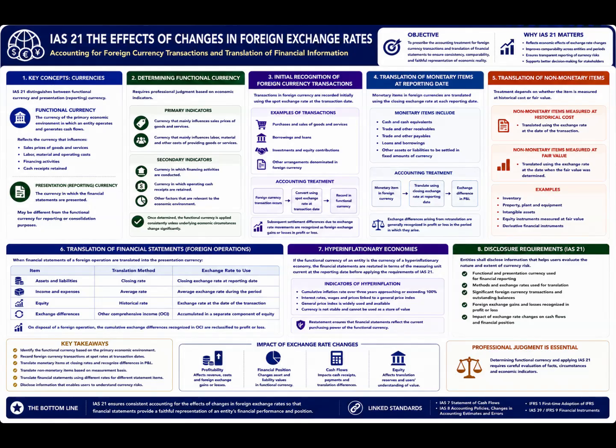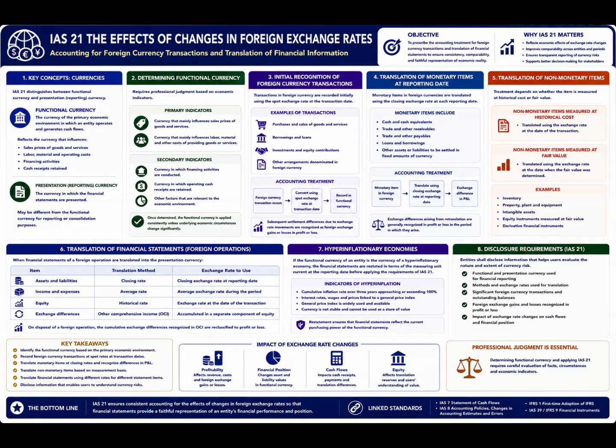Transactions include purchases, sales, borrowings, investments, and other arrangements denominated in foreign currencies. Initial recognition converts foreign currency amounts into functional currency to ensure consistency in accounting records. Subsequent settlement differences arising from exchange rate fluctuations create foreign exchange gains or losses recognized in profit or loss. This approach ensures that financial statements reflect both the original transaction value and the economic impact of exchange rate movements occurring between transaction dates and settlement dates. Accurate transaction recording, therefore, contributes to transparent reporting of international business activities and associated currency risks.